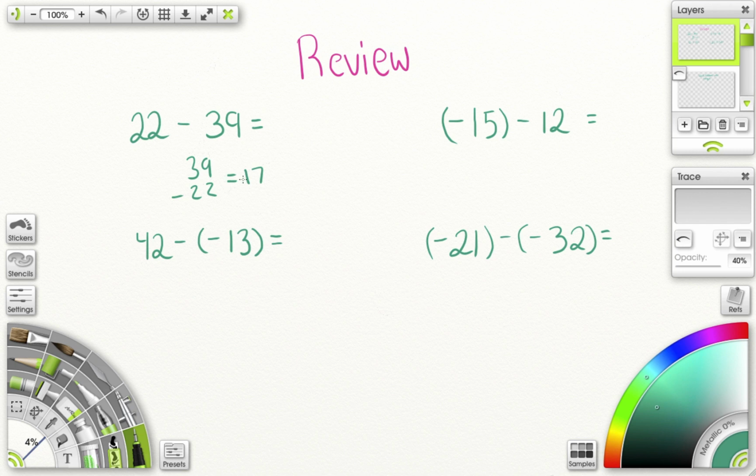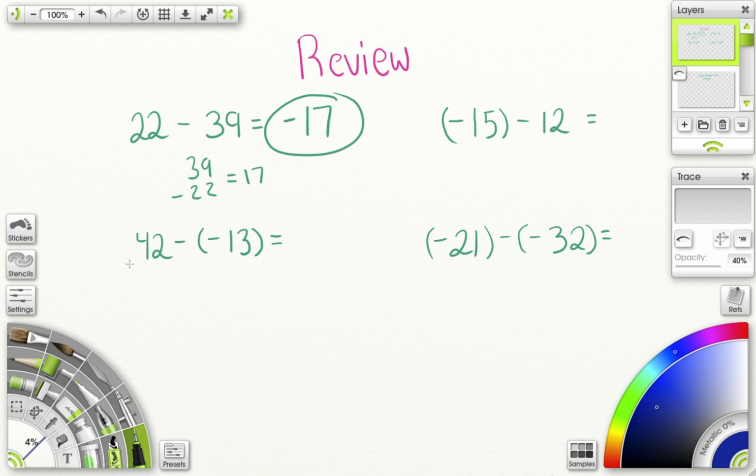That means if I'm at 22 on my number line and I take 39 points away from it, I actually end up at negative 17 because I know I have to go past that 0 point. And that's my answer, is negative 17, because I went past 0 and now I'm at a negative position.